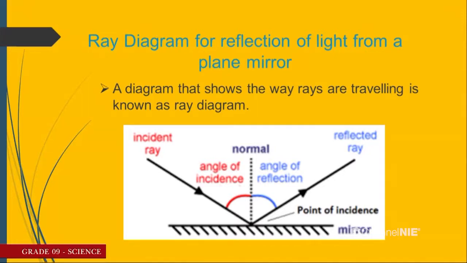The light ray that is falling on the mirror is known as the incident ray, and the light ray that is bouncing back from the mirror is known as the reflected ray. The point on which the light ray is falling is known as the point of incidence. The line perpendicular to the mirror surface is known as the normal. The angle between the incident ray and the normal is known as the angle of incidence, and the angle between the normal and the reflected ray is known as the angle of reflection.